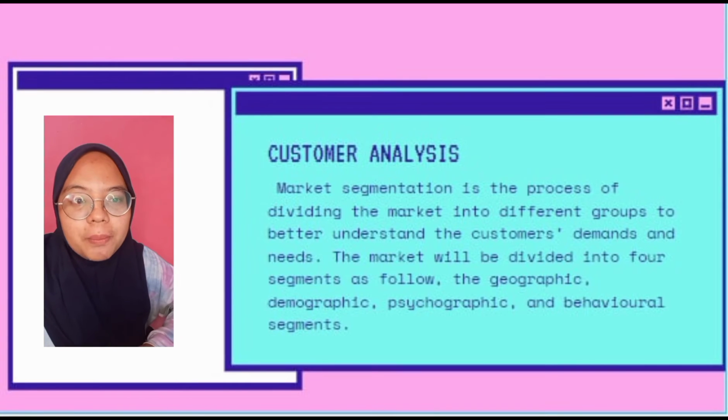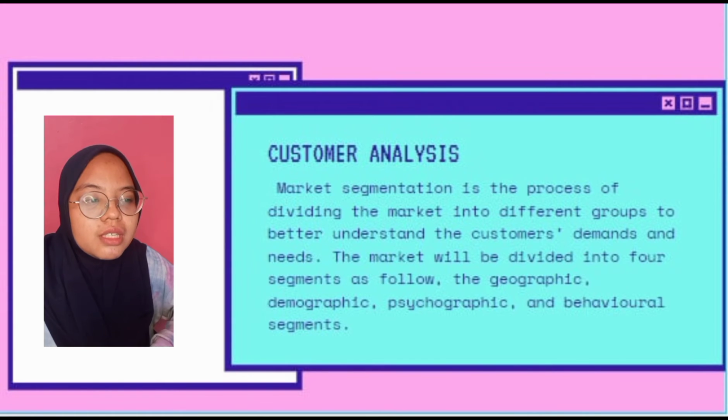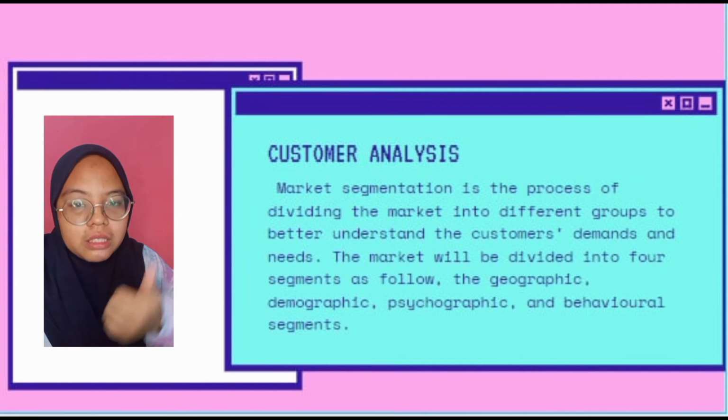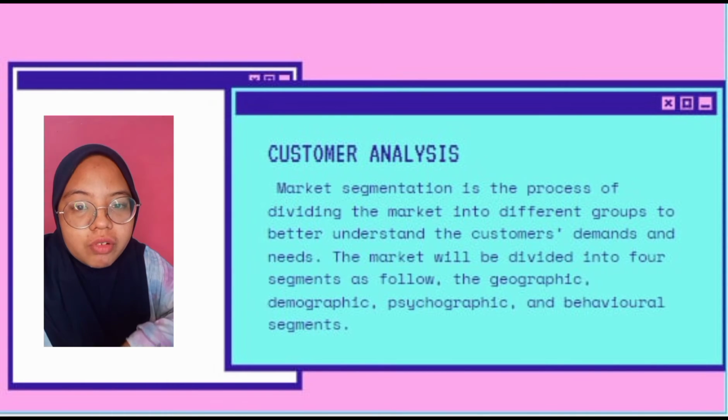Next, I will explain about customer analysis. We will start with market segmentation. Market segmentation is the process of dividing the market into different groups to better understand customer demands and needs. This will help R&R Enterprise to churn out products with useful features designed for the population. The market will be divided into four segments as follows: the geography, demography, psychography, and behavioral segments.